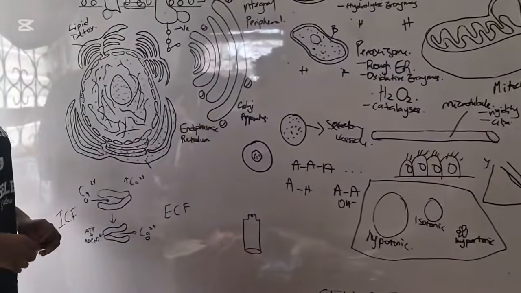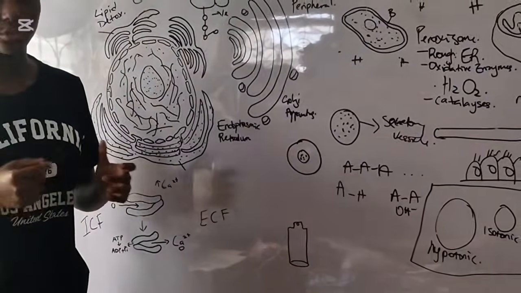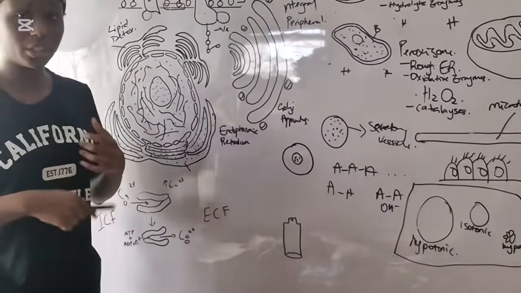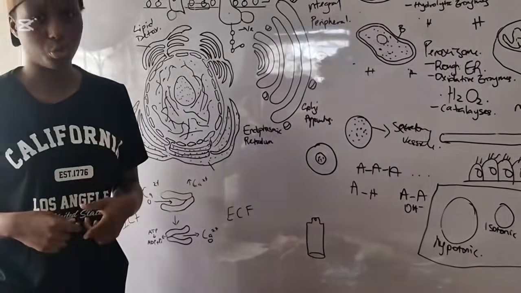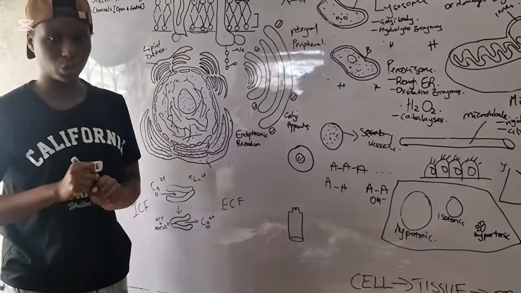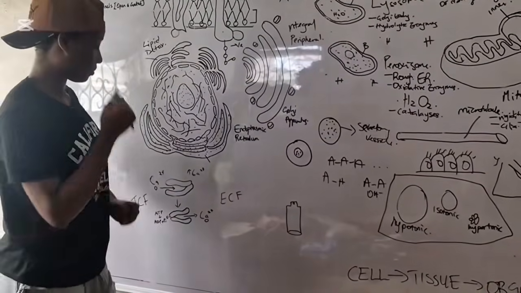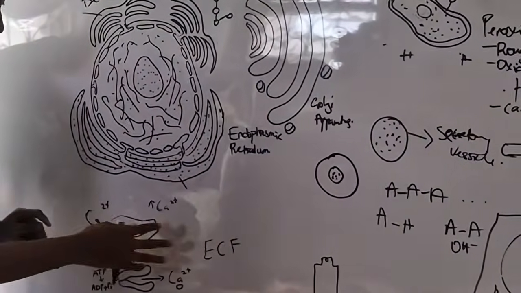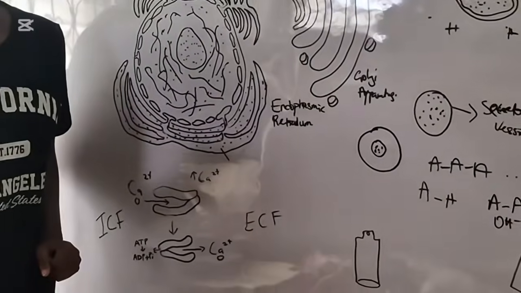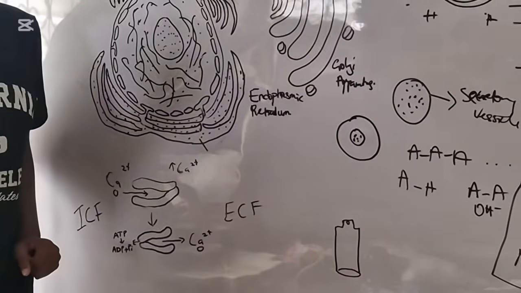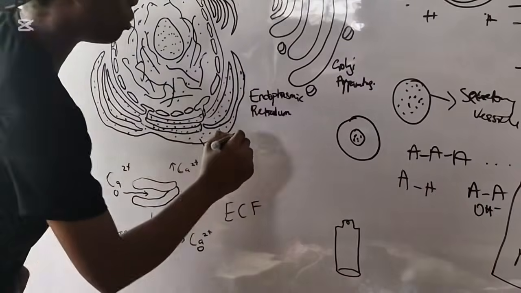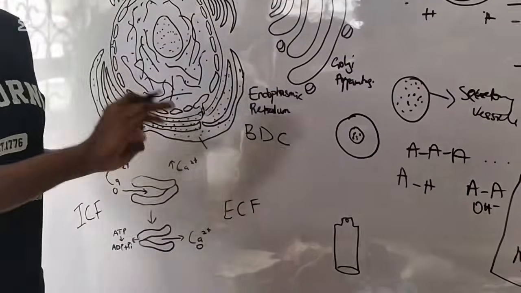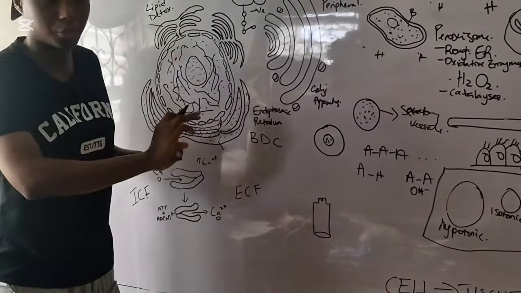So in the primary type of active transport, the energy is gotten from the molecules that are being transported. So let's take sodium and potassium for example. Just ignore the calcium, but let's just use this. When primary active transport wants to take place, there are three major and very, very important steps. We are going to call them BDC. BDC, this is the mnemonic I created for the steps.